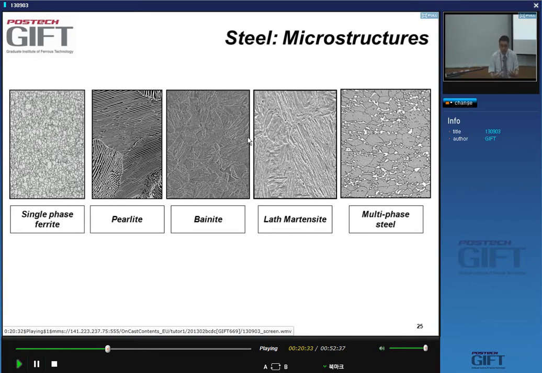And next to it, you see perlites, very different microstructure, where we get a lot of cementite, iron carbide, alternating with ferrite in this layered pattern. You can get bainite and lath martensite if the steel is made to transform at lower temperatures. And very many steels are in the category of multi-phase steels, such as, for instance, in the example that I show, the dual-phase steels.